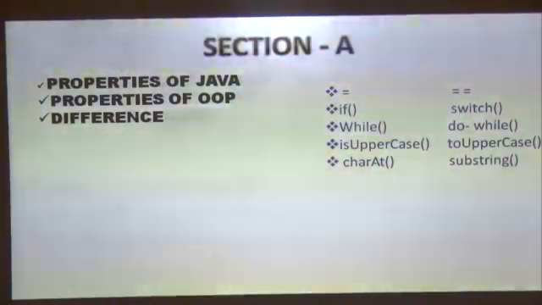Then difference between charAt and substring. charAt, you know, is a character library function. It can extract only one character, while substring can extract one or more characters. Also, the output of charAt will be char type, while output of substring is string type.